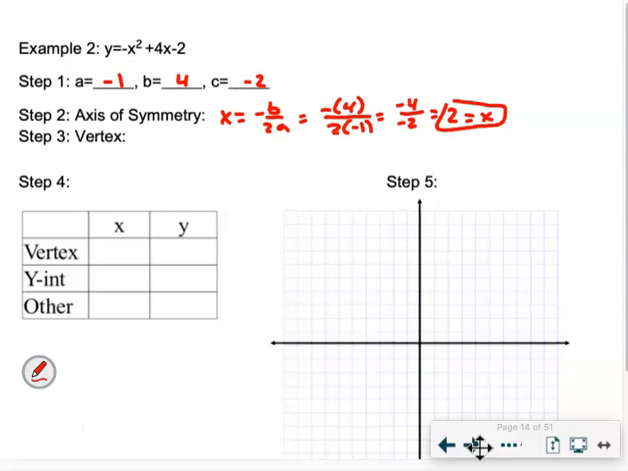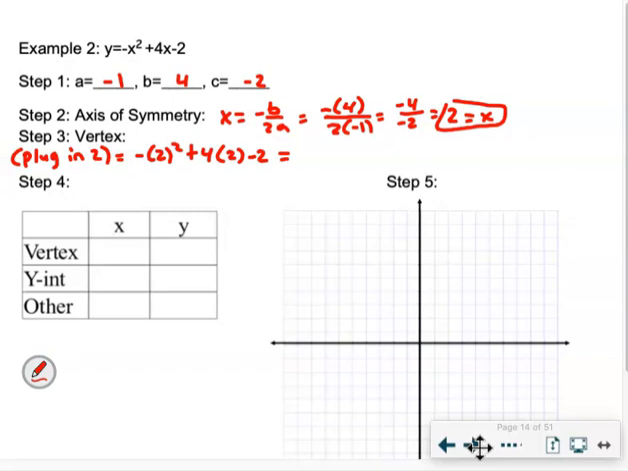The vertex, I need to plug 2 into my equation. So that's what I'm doing here. Plug in 2 for x. I have -2 squared plus 4 times 2 minus 2. The negative is outside the parentheses this time, so a little bit tricky.